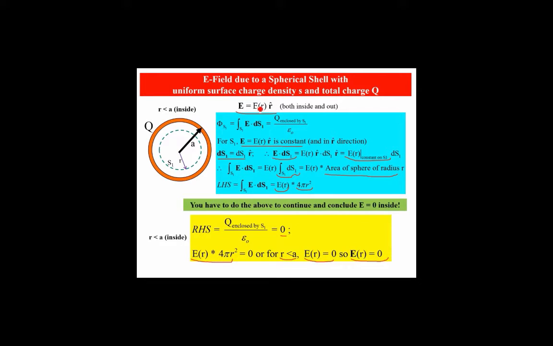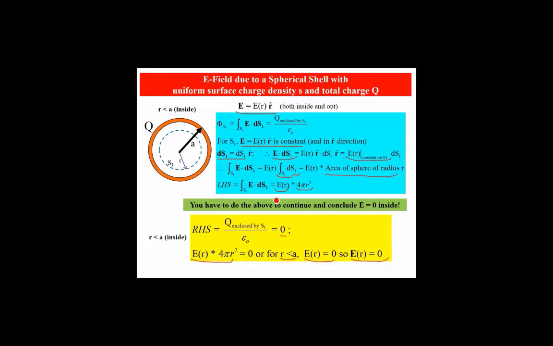Therefore, we can write down this side here is equal to 0. As long as r is less than a, we have the E field is equal to 0, so the vector capital E of r is equal to 0. You have to do all of the above to conclude that E is 0 inside.